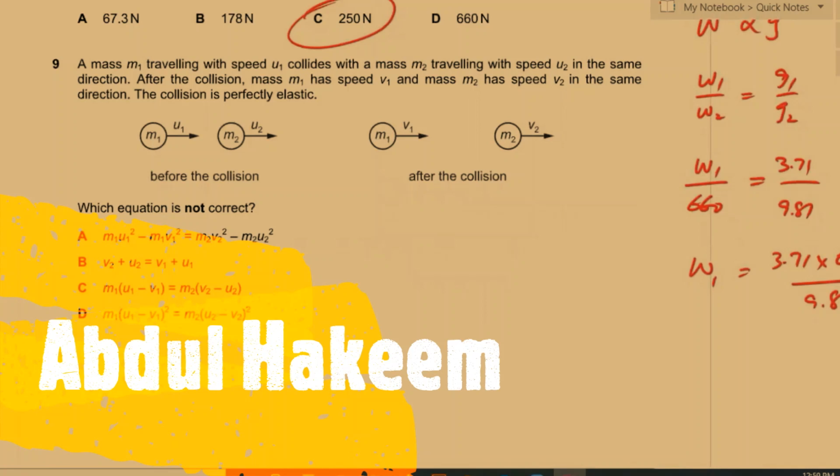Yes, next question is 9. A mass m1 traveling with the speed u1 collides with a mass m2 traveling with the speed u2 in the same direction. After the collision, mass m1 has a speed v1 and m2 has a speed v2 in the same direction. The collision is perfectly elastic. Number 1, this collision will obey the law of conservation of momentum, which is m1u1 plus m2u2 is equal to m1v1 plus m2v2. So we can write it m1u1 minus m1v1 is equal to m2v2 minus m2u2.